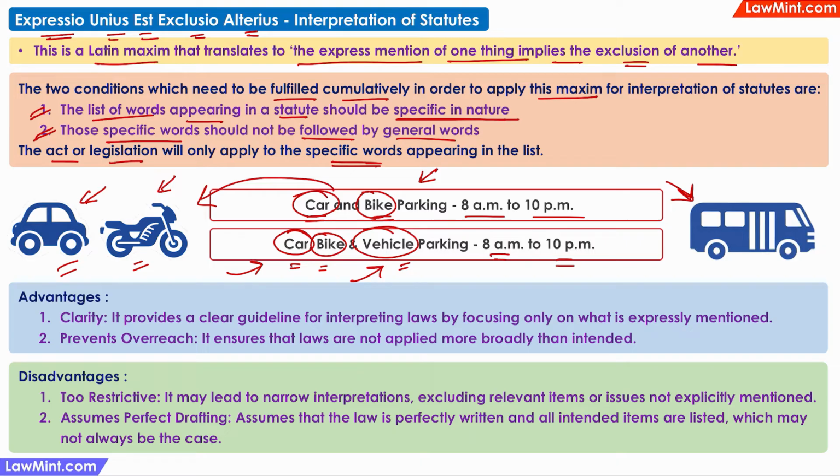To recap, the rule says that the express mention of one thing implies the exclusion of another. So if a statute mentions a list of specific words and there are no generic words that follows them, then the statute will cover only the specifically mentioned words and exclude everything else. The advantage with this interpretation is that the statute will clearly focus on what is expressly mentioned in it. The disadvantage is that it may lead to a very narrow interpretation, which may not be ideal, because the real intent behind the law may not be met.